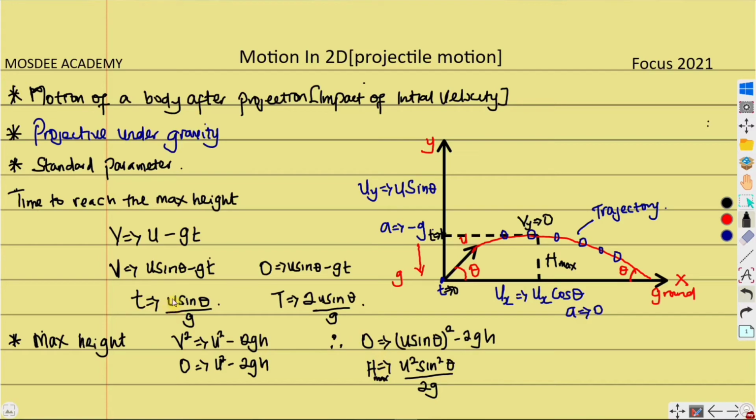We have three so far, so good. The first, the second, the third. Now let's talk about the last one. When the body is moving along the ground, which is the x-axis, the distance along this direction is called the range.